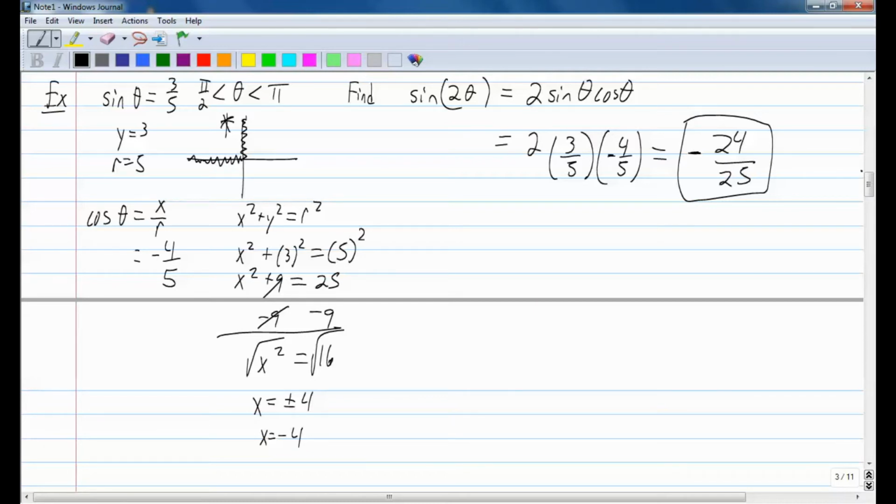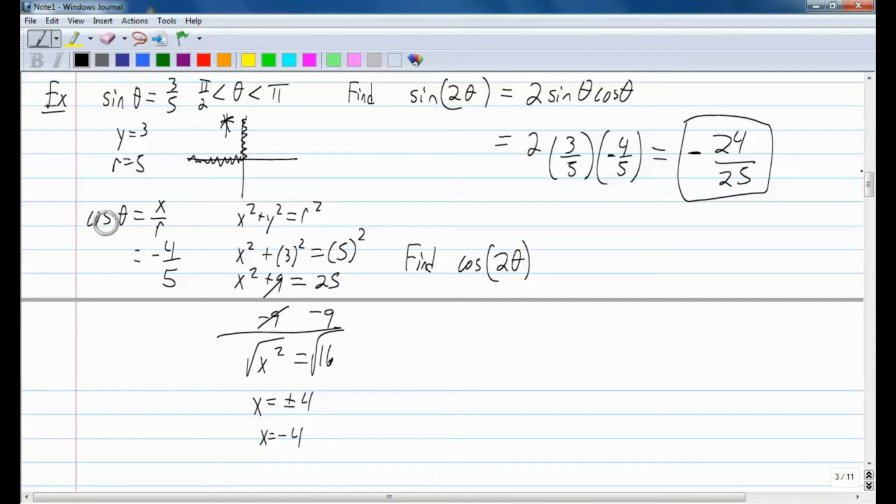All right, for the same problem, let's find cosine of 2 theta. We have 3 choices for cosine of 2 theta. I would always suggest using the given information, not information that you had to work out and figure out, if you can, because we know that the sine of theta is 3/5. That was given in the problem.